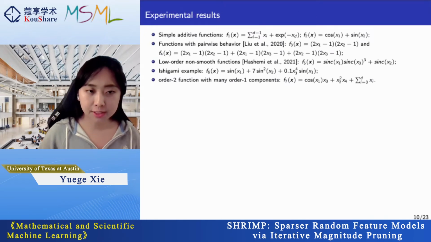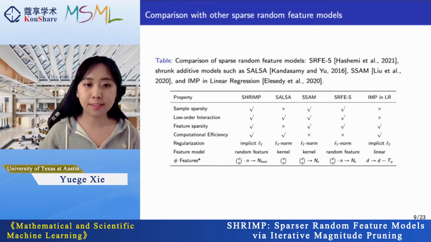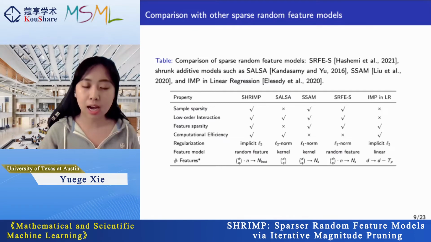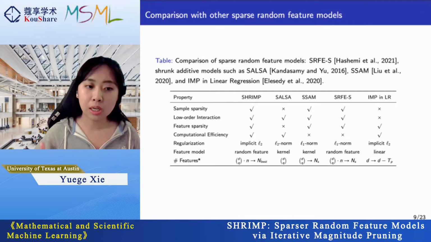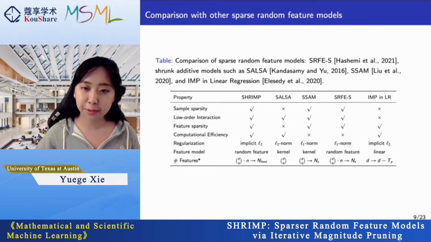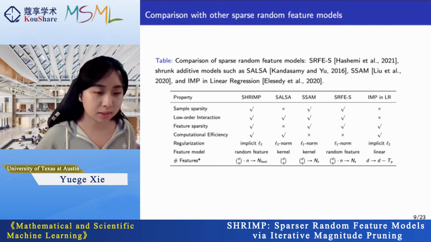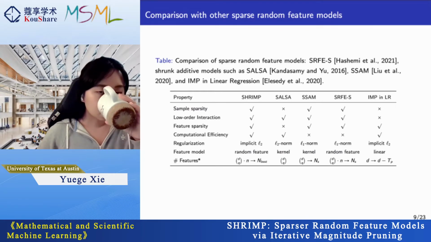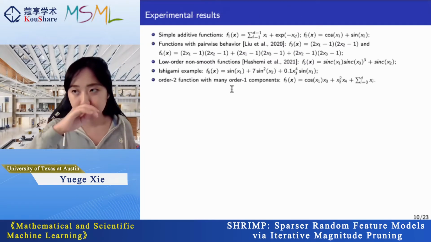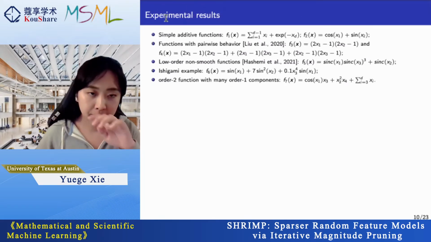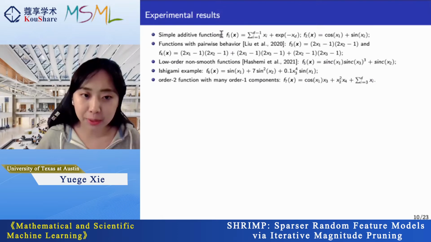After introducing the formulation of shrimp and the comparison with the other sparse random feature models, I will go through the empirical results and also the corresponding theoretical understanding of shrimp in the following talk. So first are the experimental results.